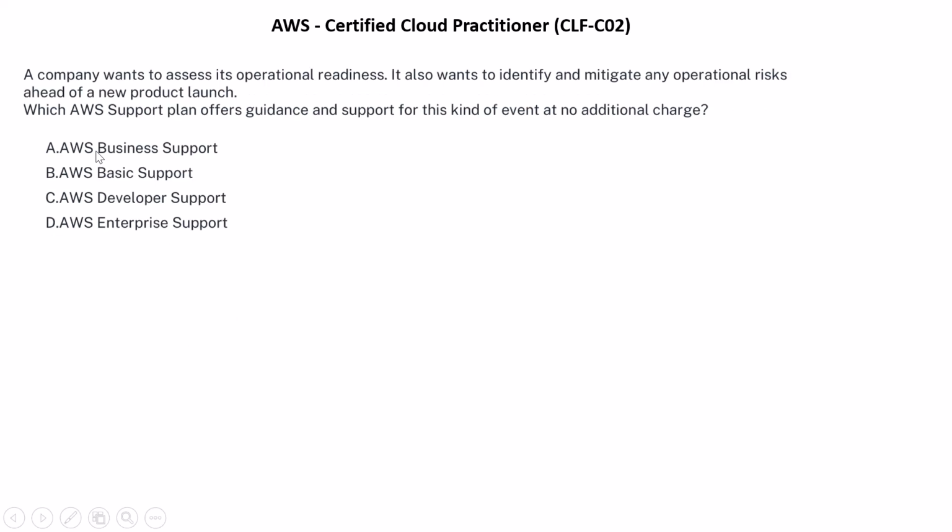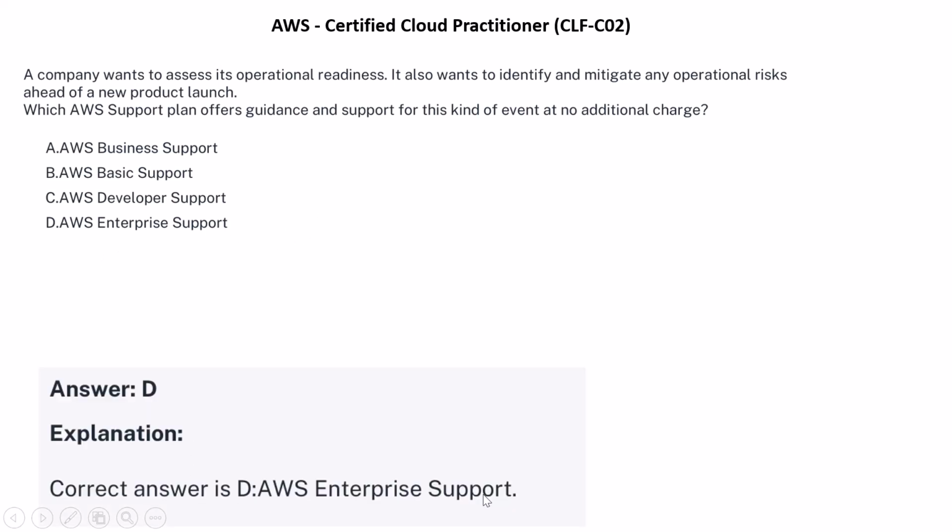Next one. A company wants to assess its operational readiness. It also wants to identify and mitigate any operational risks ahead of a new product launch. Which AWS support plan offers guidance and support for this kind of event at no additional charge? The options are option A, AWS Business Support, option B, AWS Basic Support, option C, AWS Developer Support, option D, AWS Enterprise Support. The correct answer is option D, AWS Enterprise Support.